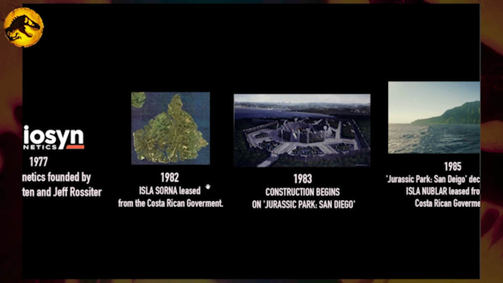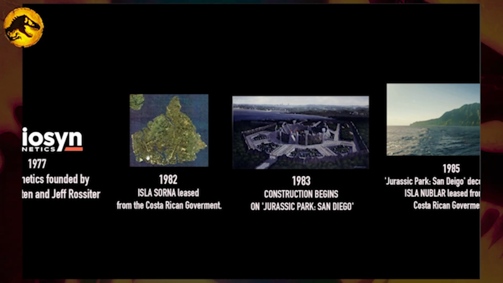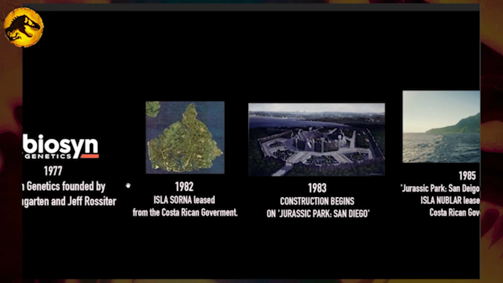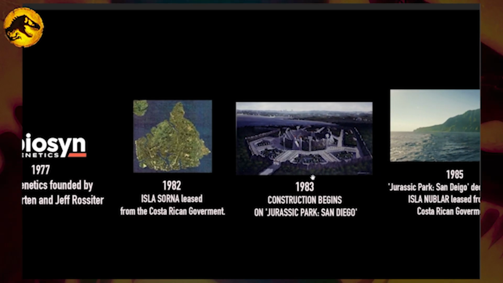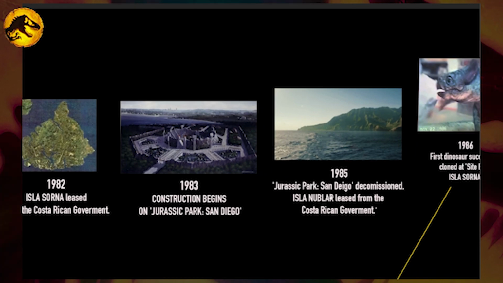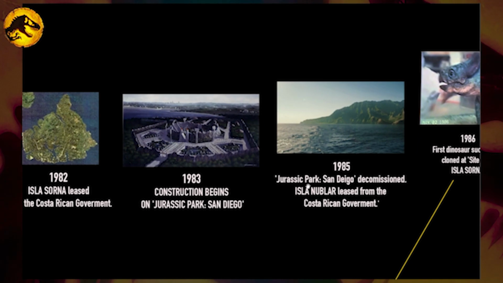It is disputed because Isla Sorna in the timeline is known as Site B. That's what the labs and the village on the island and stuff is all known as Site B. So it is up for debate whether Jurassic Park San Diego is actually known as Site A. But yes, maybe those names came later on because obviously Isla Sorna was leased before Jurassic Park San Diego. But anyway, 1985, we see that Jurassic Park San Diego was decommissioned.